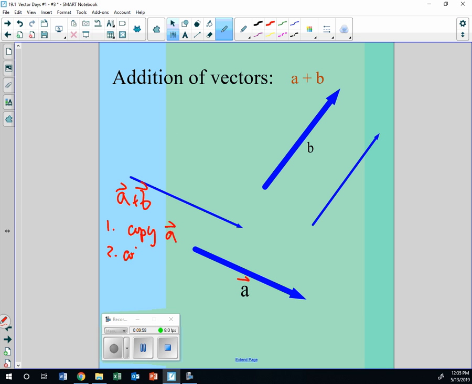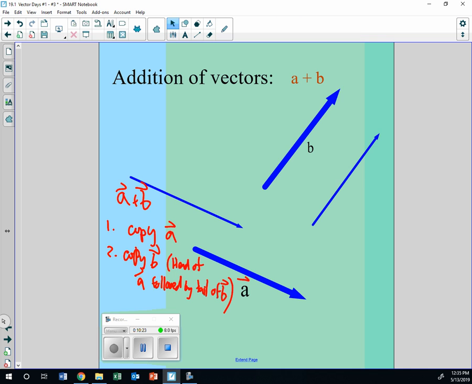Okay, now once I have A, I'm going to copy B, but I'm going to copy it so the head of A is followed by the tail of B. So in other words, we add these head to tail. So I'm going to copy B, and I'm going to put it right here. Okay? So this is not the sum of A plus B. It's a lineup of the vectors, but it's not the answer.